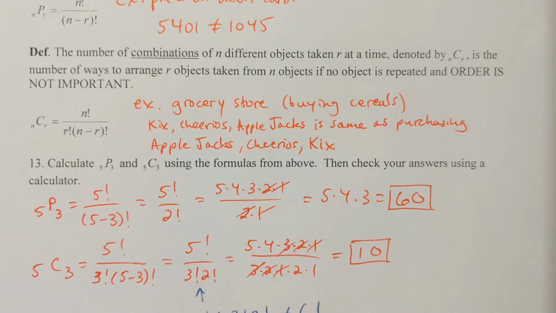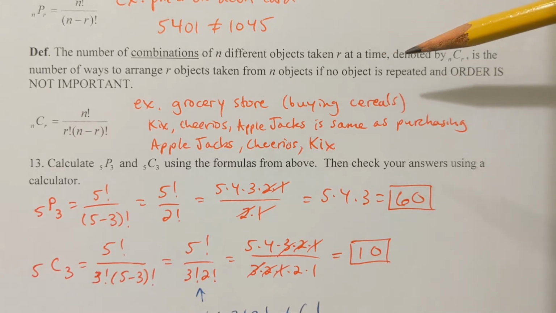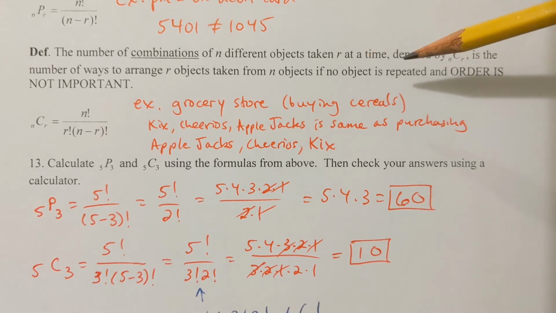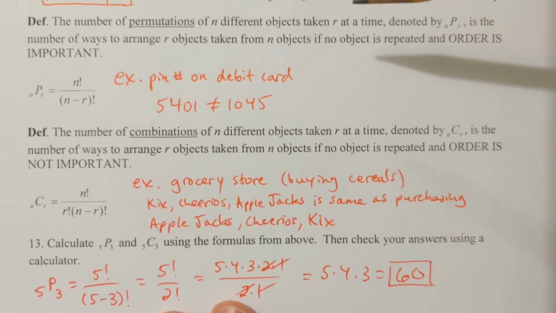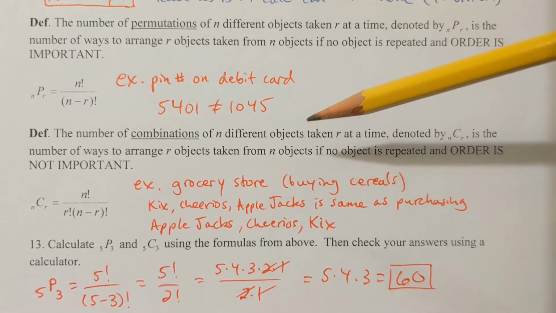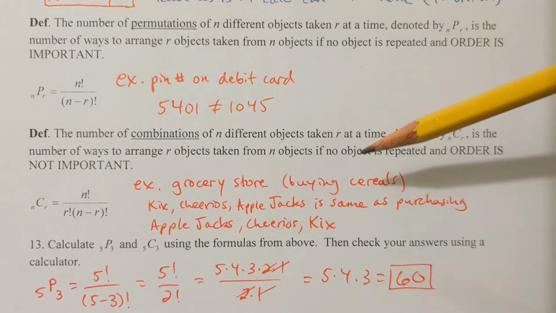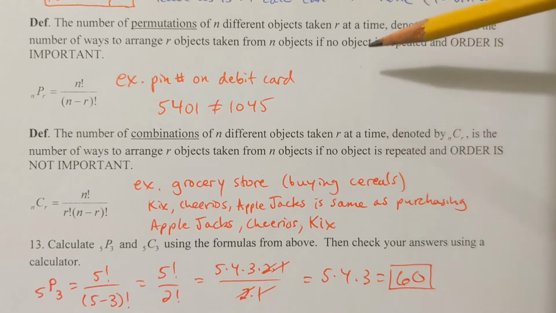Now, also in section 10.3, we look at combinations. Okay, and it says the number of combinations of n different objects taken r at a time, denoted by nCr, the way that we read that is n choose r, is the number of ways to arrange the r objects taken from the n objects if, again, no object is repeated, but this time order is not important. Okay, so order matters with a permutation, order does not matter with a combination. In both the permutation and combination, no object is repeated.